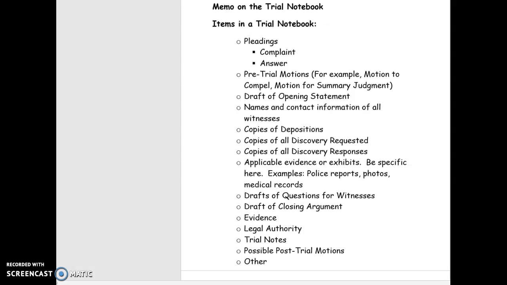Again, just try to organize it logically. And remember, you're not actually making the notebook. It's just a memo describing the information that should go in and why.